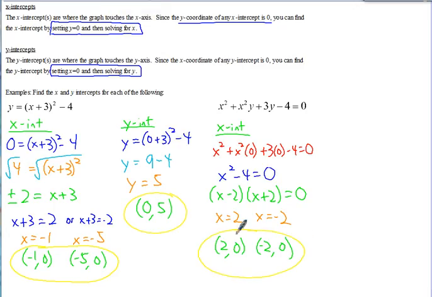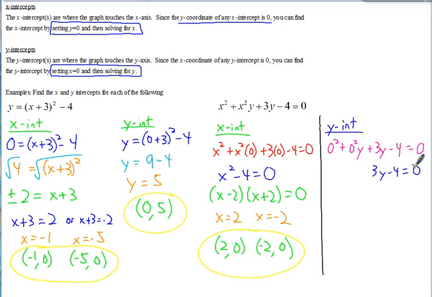And then to find the y-intercepts, we'll let x equal 0. So that'd be 0 squared plus 0 squared times y plus 3y minus 4 equals 0. So 0 wipes out the first two terms. We get 3y minus 4 equals 0. You can add over the 4: 3y equals 4. Divide by 3. So y equals 4/3. So you don't always have to get integers here.